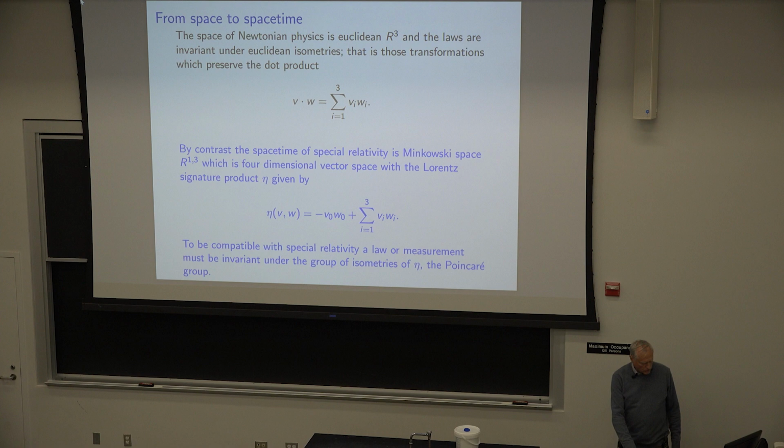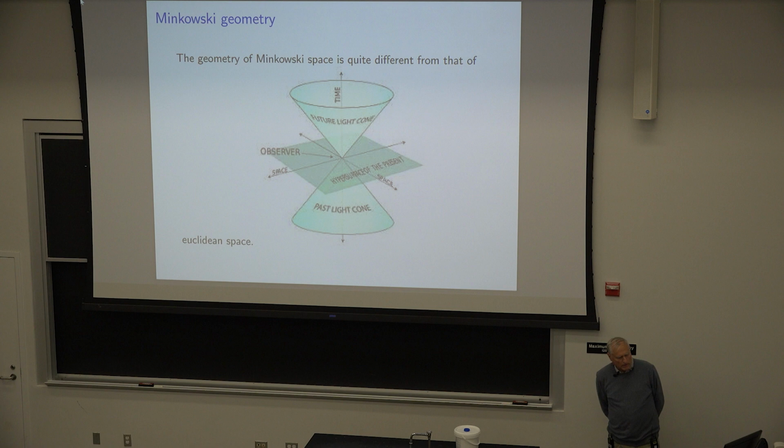In fact, the geometry of Minkowski space is quite different from that of Euclidean space. In particular, for the Lorentz inner product, you have three different types of vectors at a point. You have time-like vectors, and there are the null vectors, which form a cone. So there's a future cone and a past cone, if you specify the future.